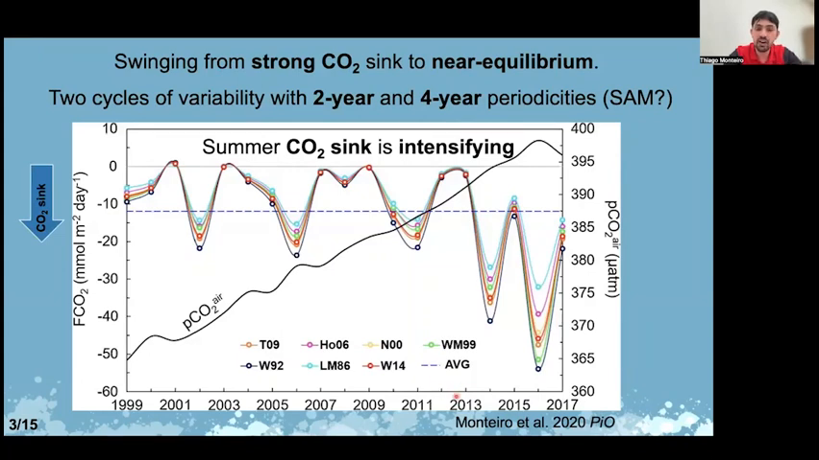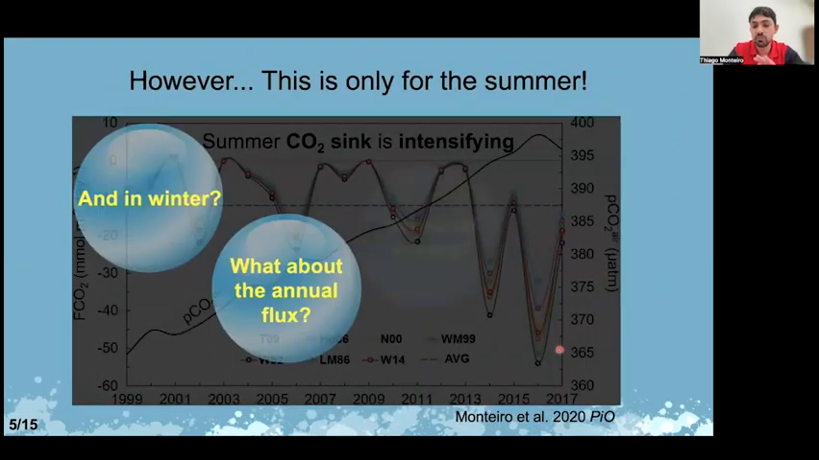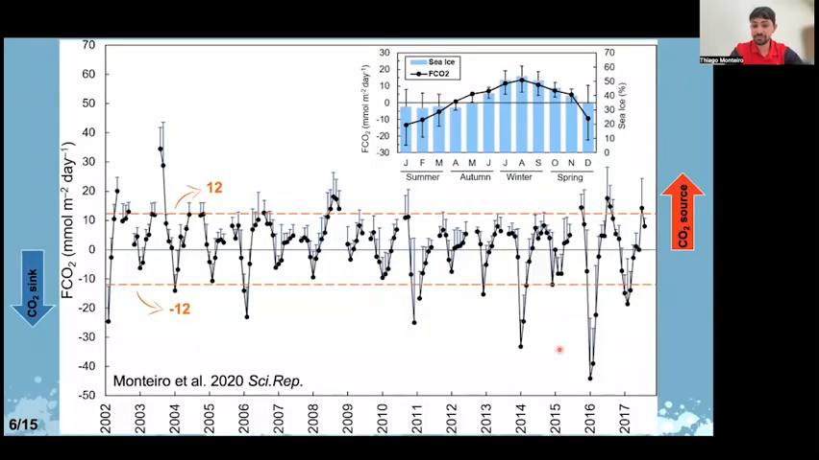from 2012, we identified an intensification in the CO2 uptake because the cycles of the variability intensified to 2 years. So recently, you have more years with strong CO2 sinking after 2012. Because of these questions, we developed another study, published in Scientific Reports in 2020, which described the seasonal variability of the CO2 fluxes in this region.